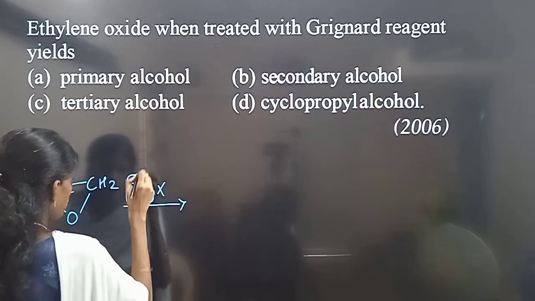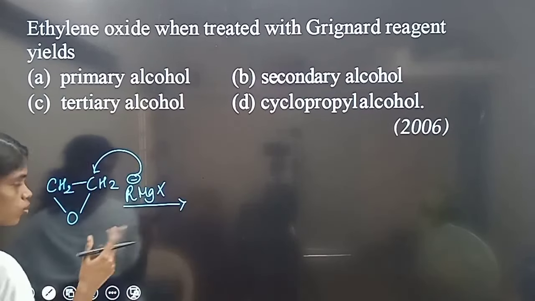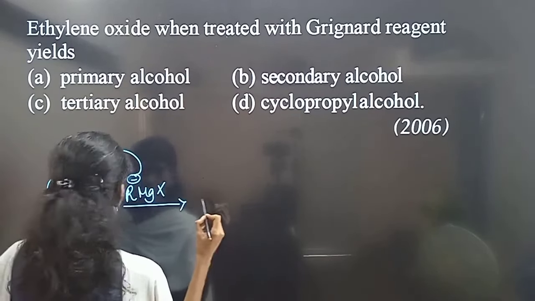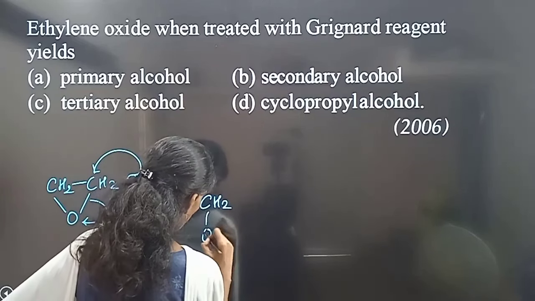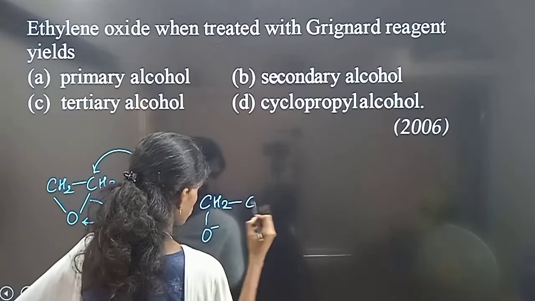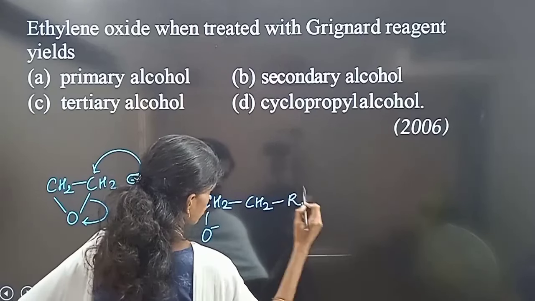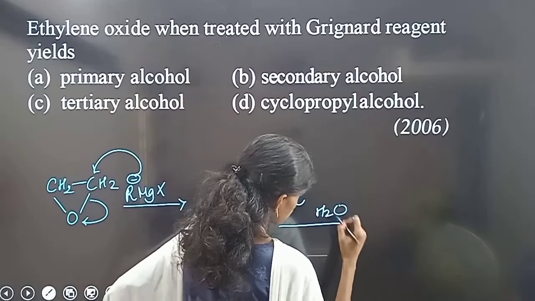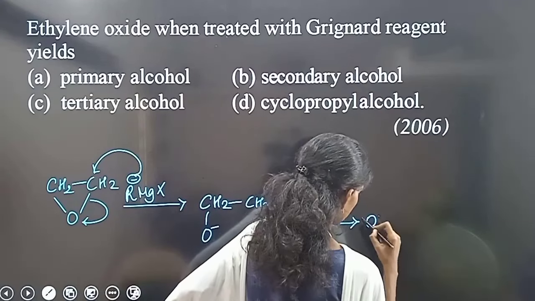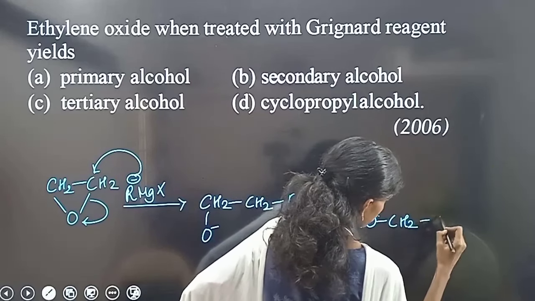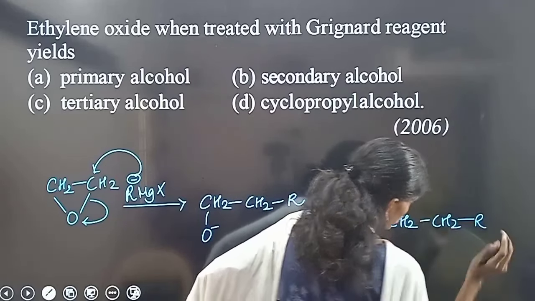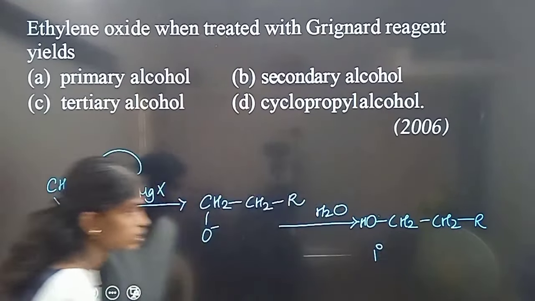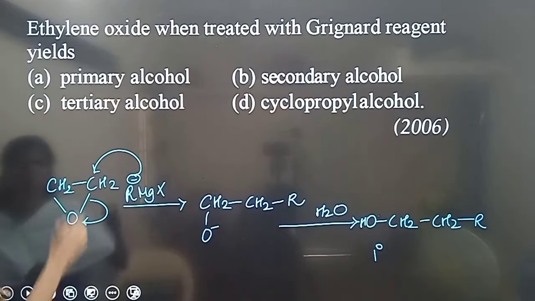RMgX. So R minus will be attacking this carbon or that carbon, either one of the carbons. So this bond will be cleaved. So CH2O minus, CH2R. Okay, which one hydrolyzes? Yield. This is a primary alcohol. So primary alcohol is the answer. Option A is the right answer.